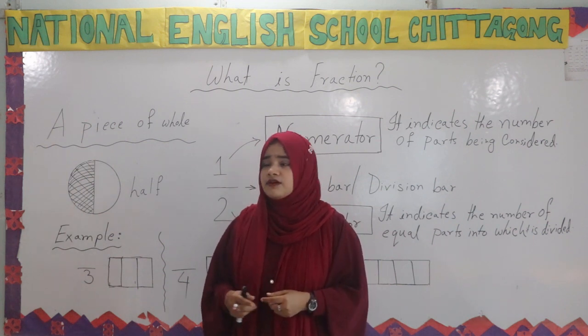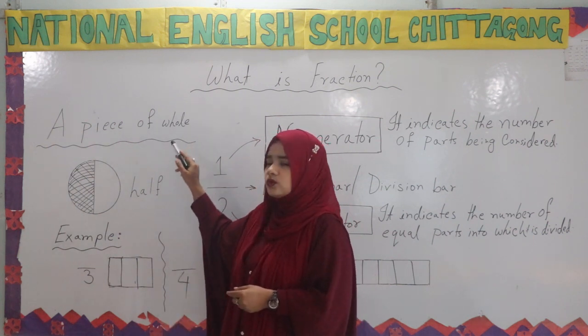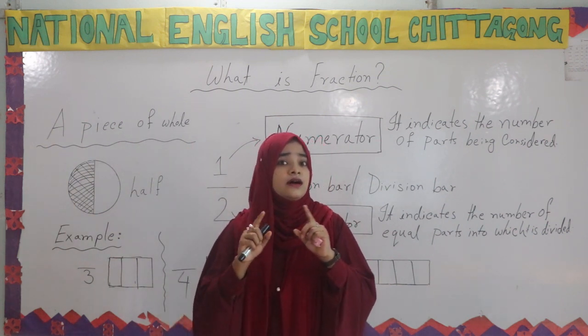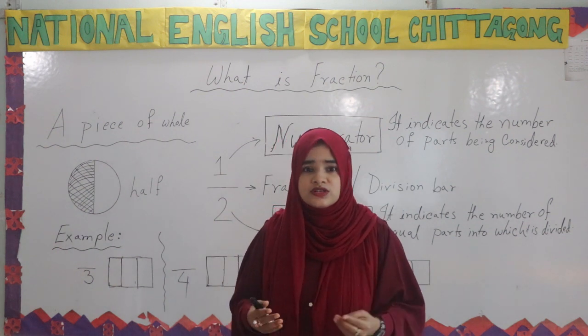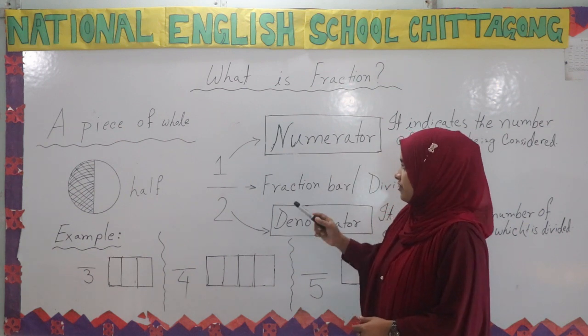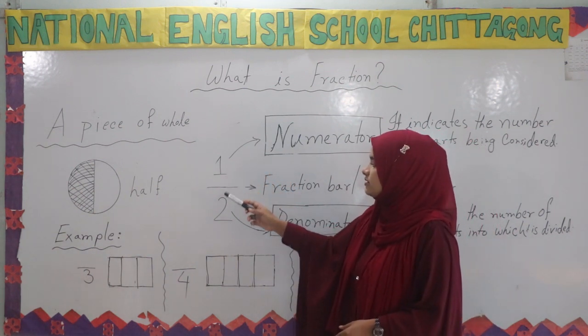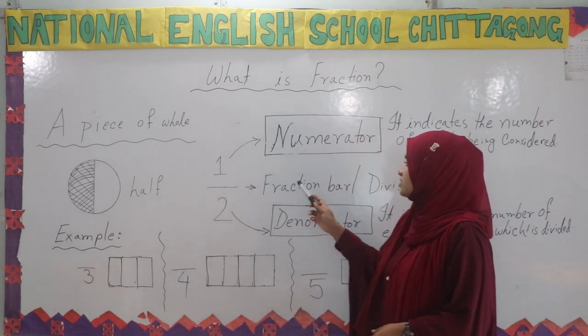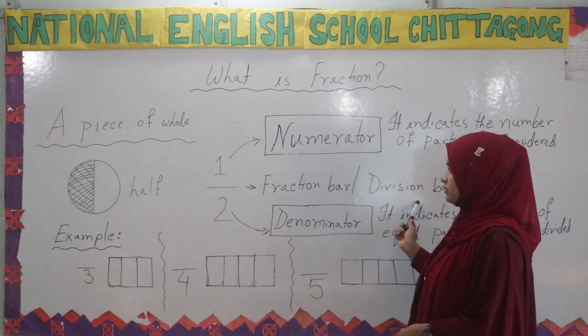What is fraction? Fraction is a piece of code which represents the one or more equal parts of a whole object. There are two parts of fraction, numerator and denominator. This line is called fraction bar or division bar.